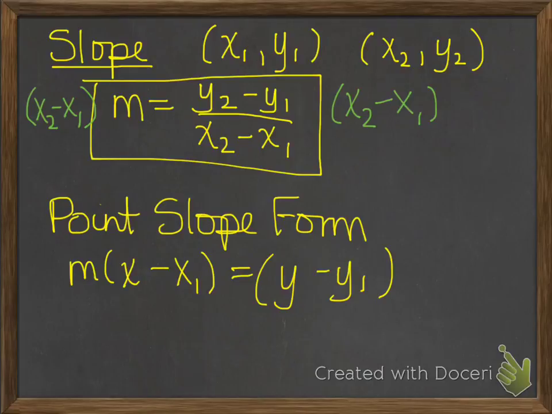And you remember, I'll go ahead and write the slope-intercept form, which is y equals mx plus b, where m is the slope and b is the y-intercept. Okay, so that's just kind of a summary of what we've been working with in these last few lessons.